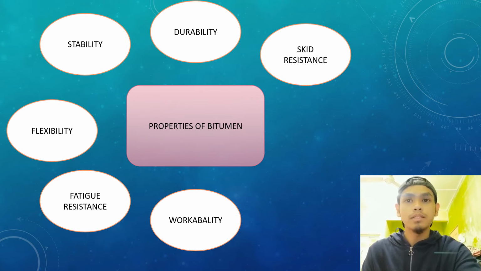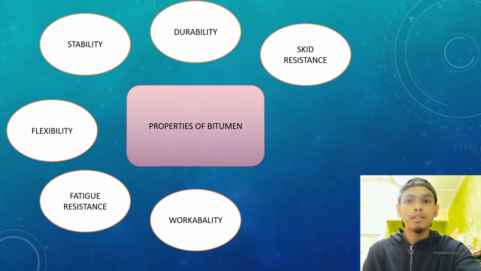Number 1, stability is its ability to resist shoving and rutting under loads. Number 2, durability. It is the resistance against abrasion and weathering. Number 3, workability. It is a measure of the ease with which a bituminous mix can be laid and compacted. Number 4, flexibility. This property of the mix measures the capability of the surface in bending without shearing and cracking.